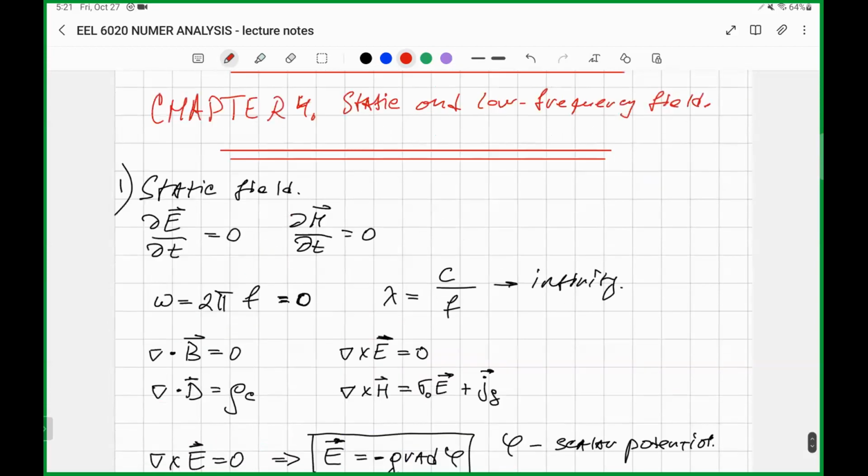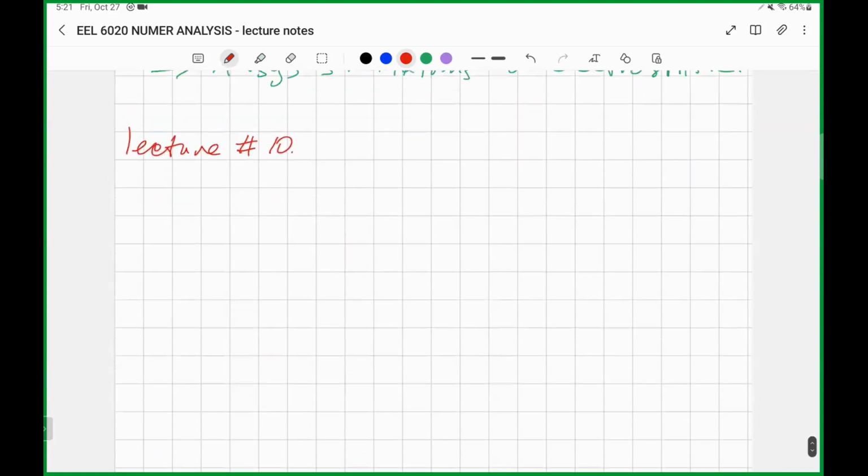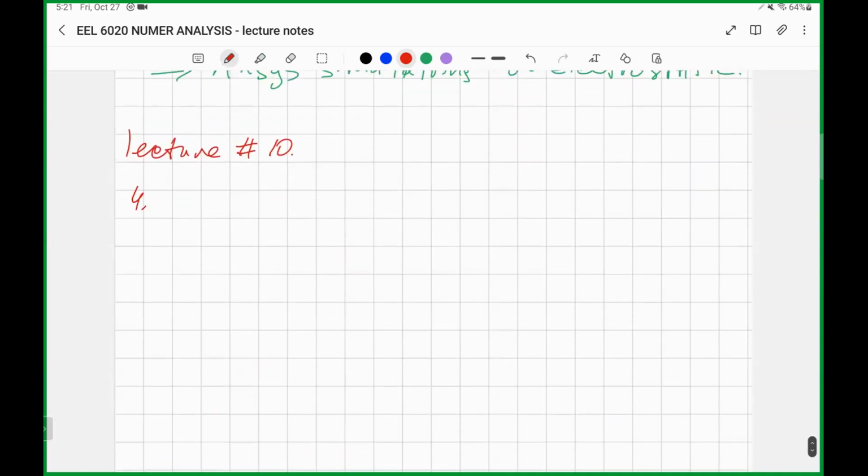And let me enumerate this one. It was chapter 4, static field. Let me number this 4.1, static field. Then section 4.2 is going to be quasi-static fields.